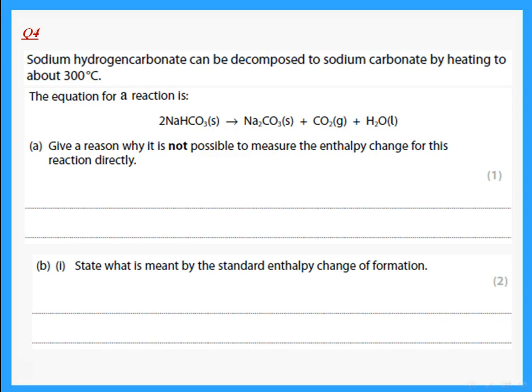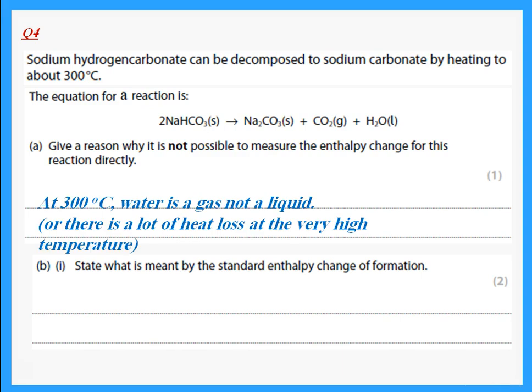For several reasons. In this case, he's saying he wants the delta H at 300. He's doing a reaction at 300 degrees Celsius. It will be very difficult to measure the delta H at 300 because at 300, first of all, water is a gas, not a liquid. So it is not this equation. So if we get the delta H at 300, the water is a gas, not a liquid.